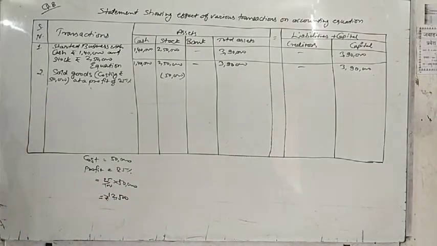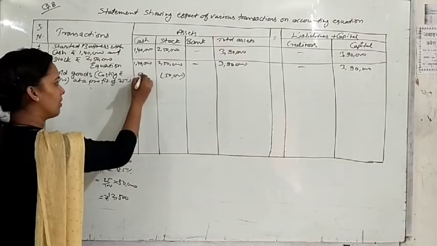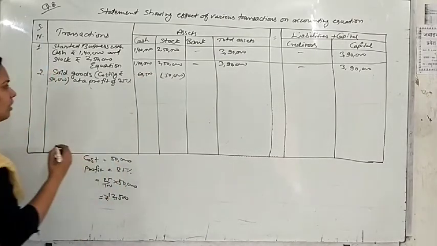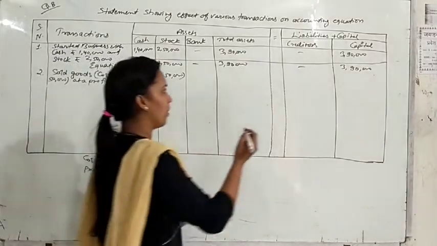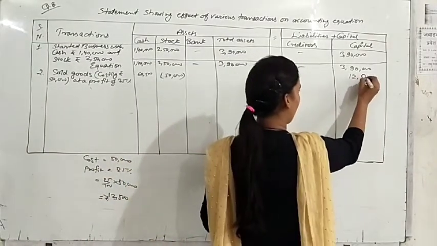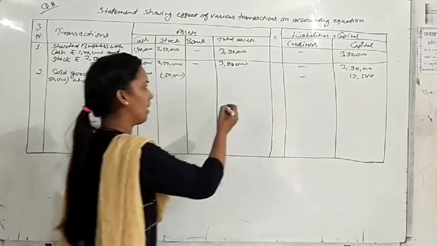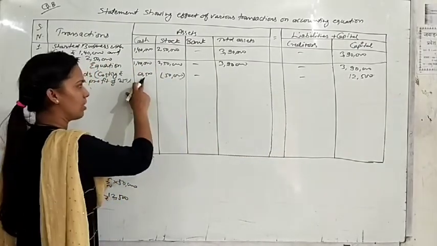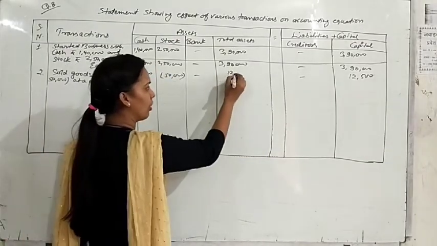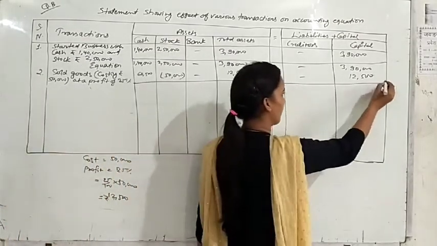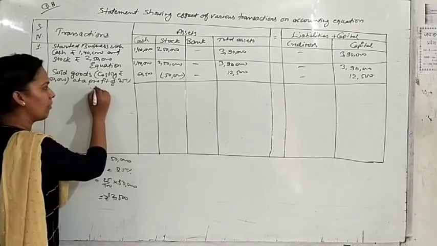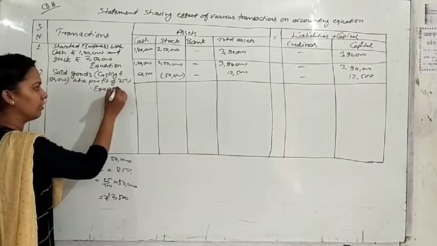So 50,000 plus 12,500, that is 62,500. This will increase your cash, because no name is given here, it means this is a cash sale. And the differential amount, the amount of profit, will increase your capital. No amount for creditors and bank. 62,500 minus 50,000, so 12,500 is the net effect on total assets.